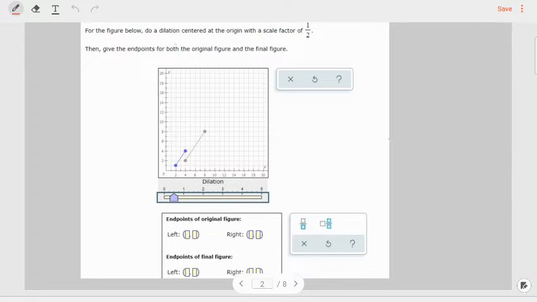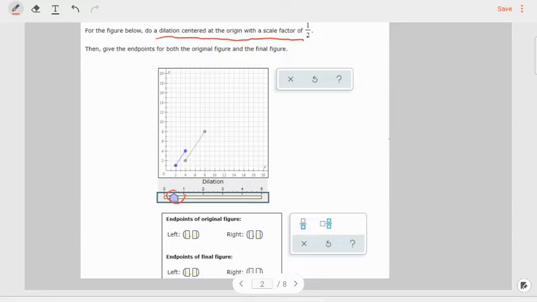In today's video, we are going to talk about how to do dilations on a coordinate plane. Let's go ahead and get started. So first off, and this is partially done, I already partially did this, but notice that it says, in the figure below, do a dilation centered at the origin with a scale factor of 1/2.